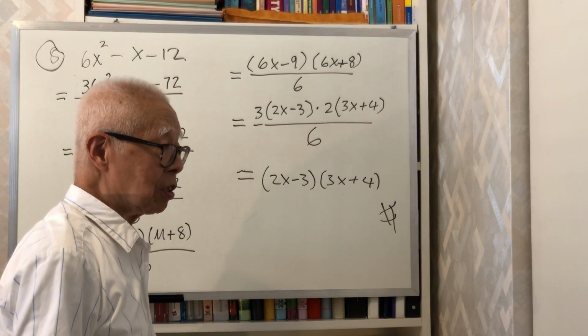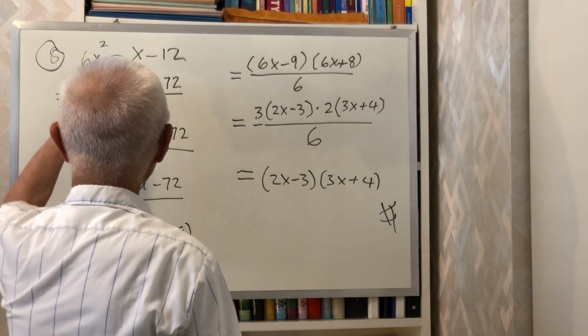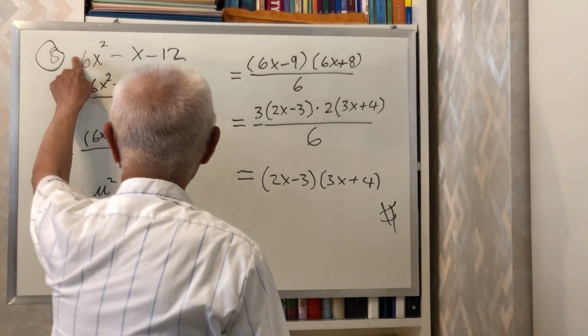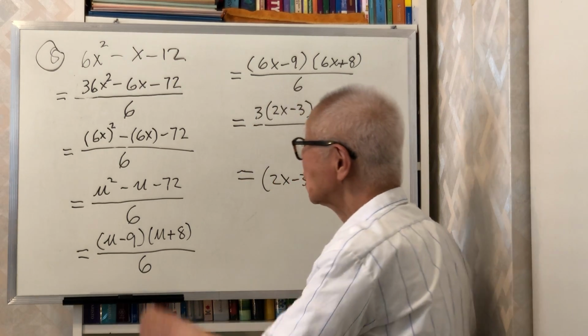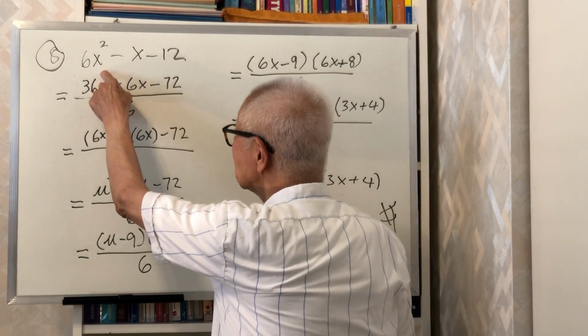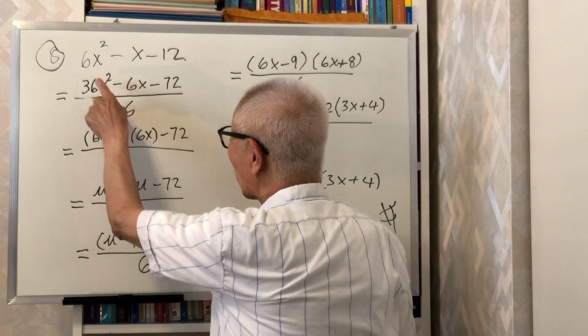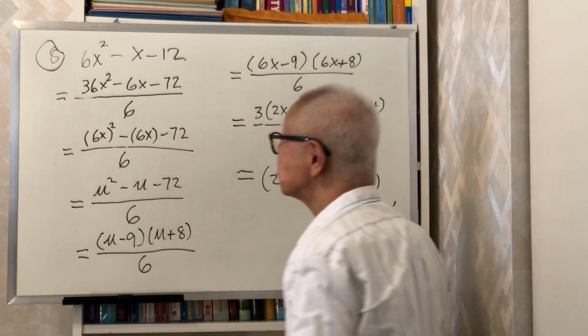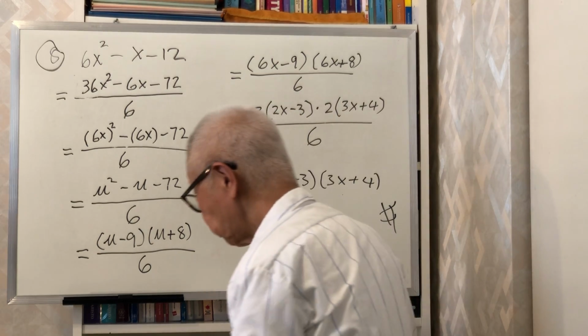Now this method is to make this term a square. So make this term 6x squared, so I multiply by 6. Okay, let's have another example.